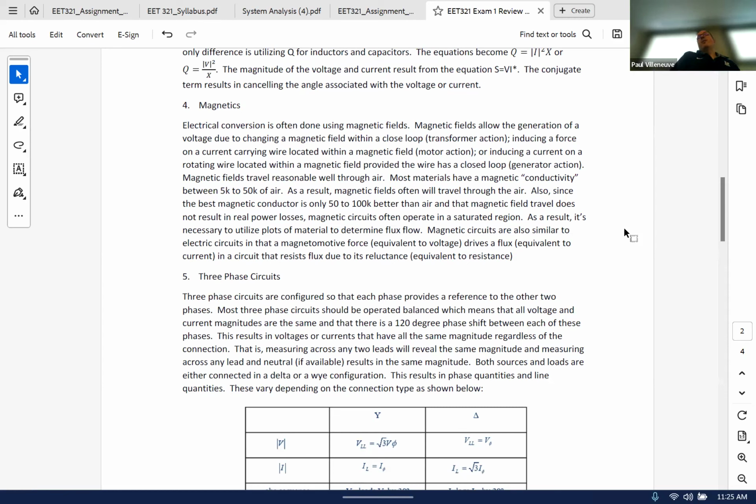In transformers, we tend to operate high on the saturation curve anyway, because the iron is heavy and it's expensive. And since we don't have any power losses, let's push the transformers harder and not worry about the fact that we've got some highly saturated material. It's not a huge deal. We can manage that. So use graphs for magnetic material.